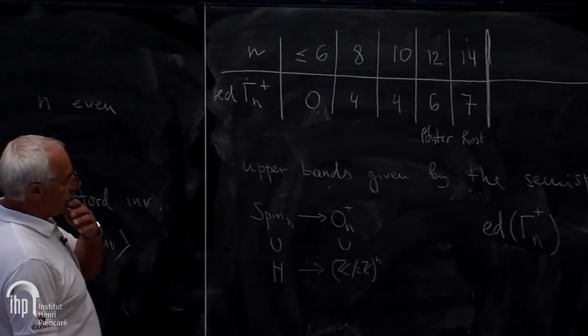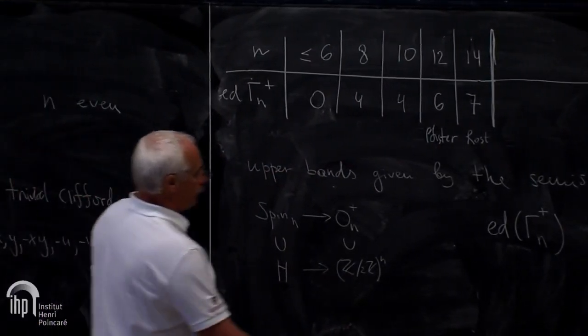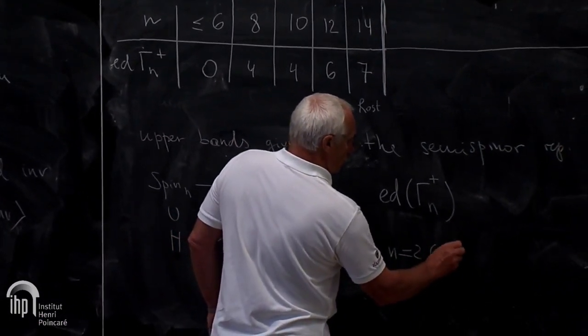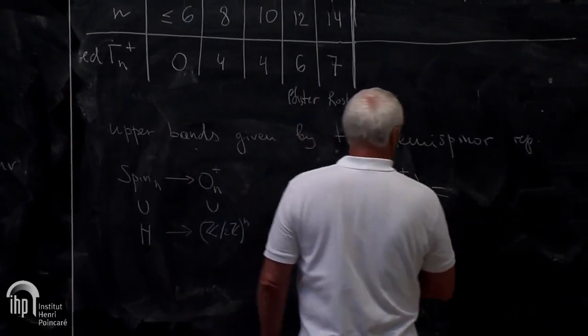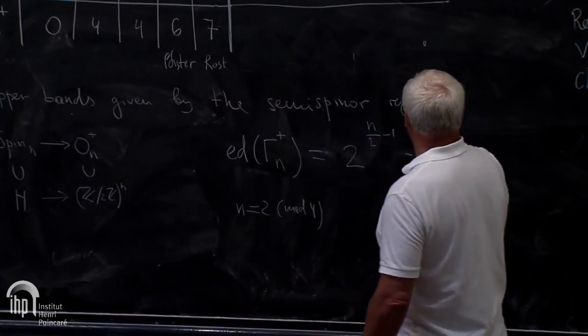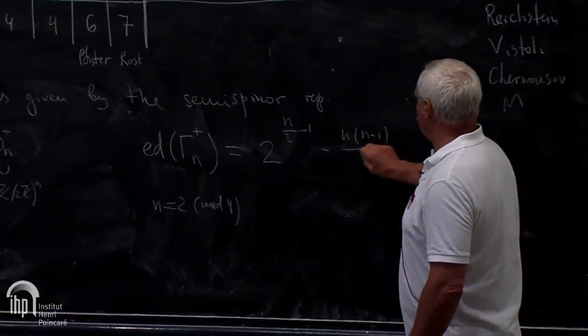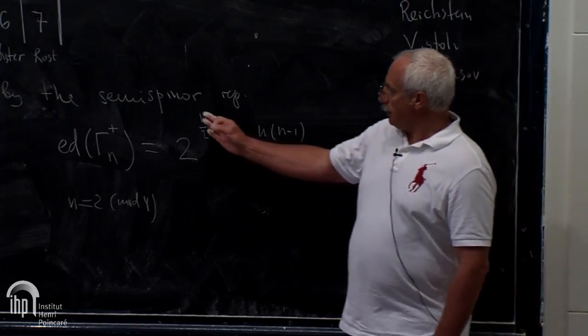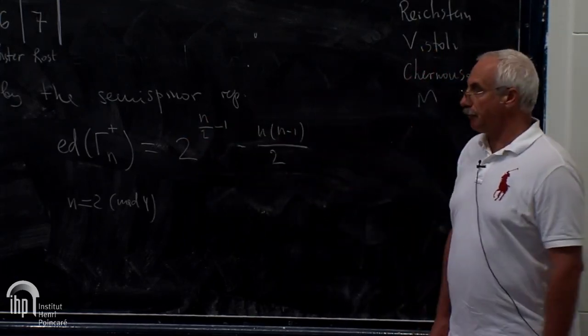The answer depends on n modulo 4, at least when n is 2 modulo 4. In this case, the answer is very simple. It is 2 to the power of (n over 2 minus 1) minus (n minus 1) over 2. So we just subtract the dimension of the spinor group, and it's the 2 power.